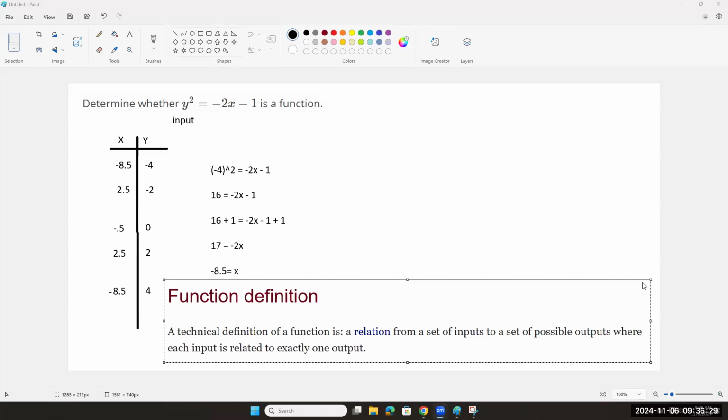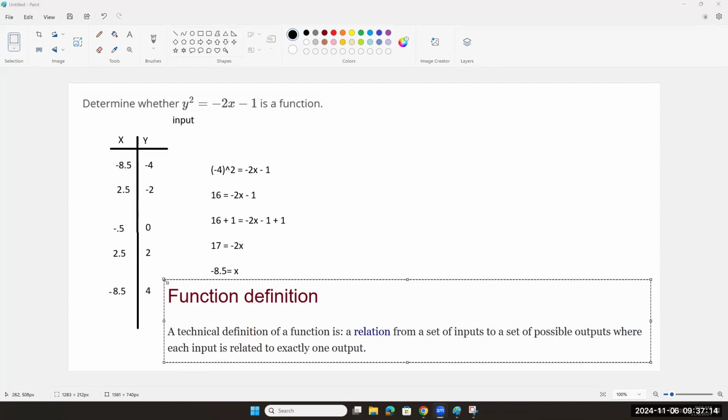Okay, so we've gone ahead and filled out our table, and I've added the definition we need of a function. A technical definition of a function is a relation. So we have a relation. Basically, we have a pairing of an input and an output. But the more important part is a relation from a set of inputs to a set of possible outputs where each input is related to exactly one output.